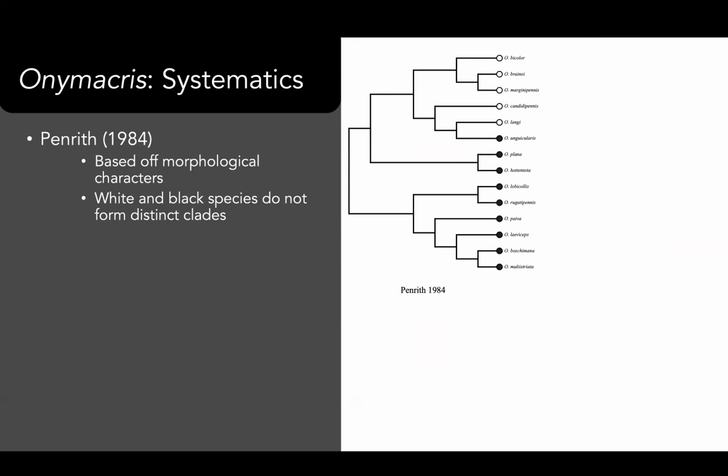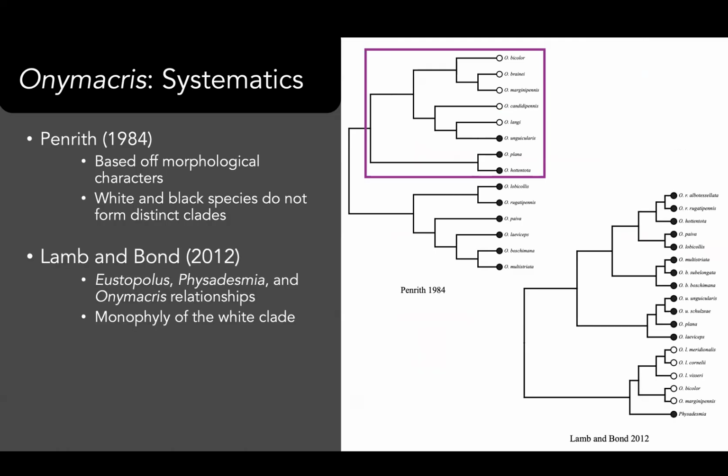So Penrith in 1984 created a phylogeny based off of morphology. And she had the white and black species not forming distinct clades, but rather the white species were paraphyletic with black species. And then in 2012, Lamb and Bond came along with the first molecular phylogeny, and they were trying to really investigate those Eustolopus, Physadesmia, and Onymacris relationships, as well as look into the monophyly of the white clade. And they did establish the white clade as monophyletic.